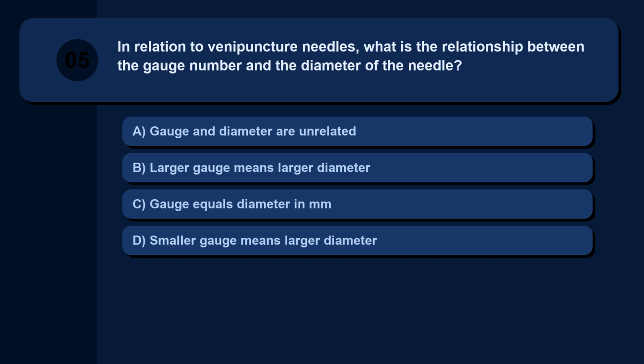Needle gauge is inversely related to diameter. A smaller gauge number indicates a larger needle lumen, allowing faster blood flow.